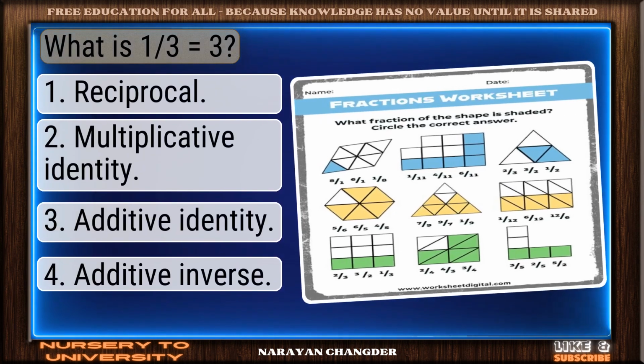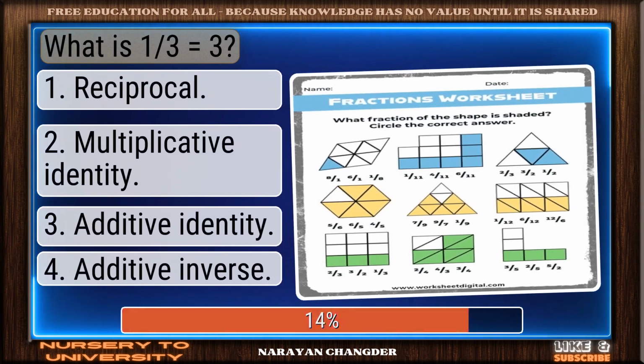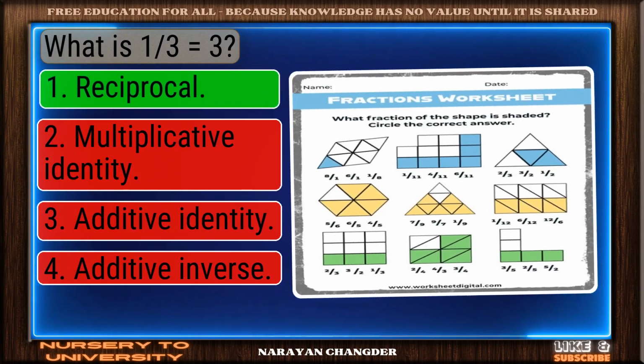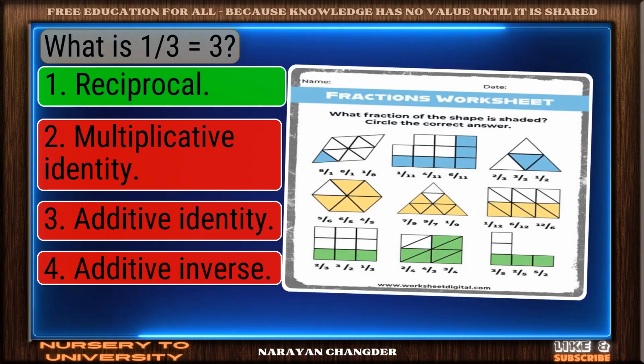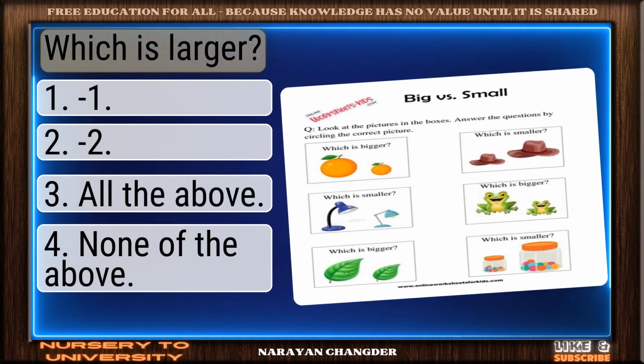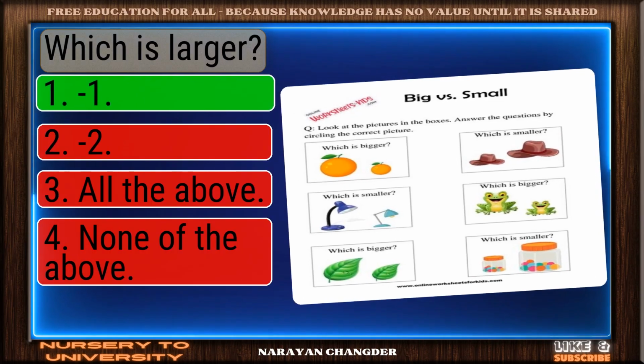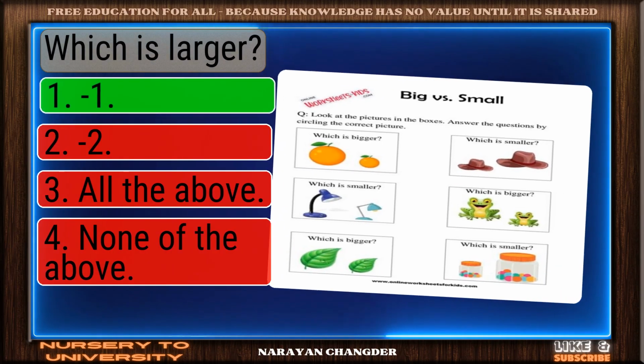Question number 232. What is 1 by 3 equal to 3? Well-reasoned. Reciprocal is the correct choice. Question number 233. Which is larger? Strong choice. 1 is the right answer.